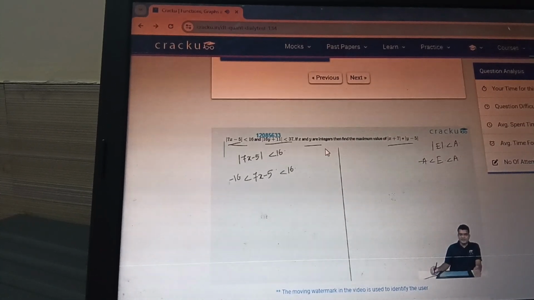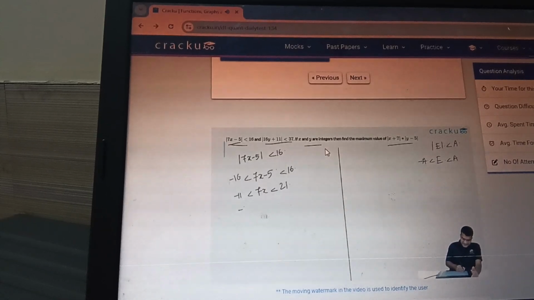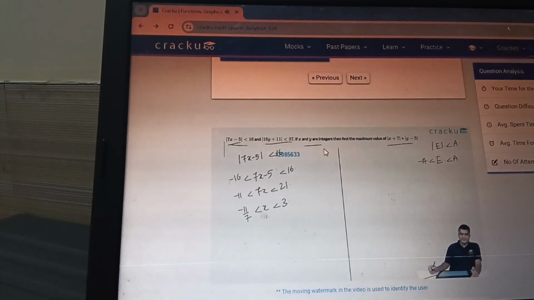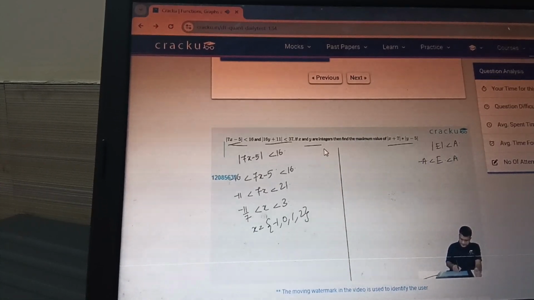If you add 5 to all the terms of the inequality, minus 11 will be less than 7x will be less than 21. Now if you divide the entire inequality by 7, minus 11 by 7 is less than x is less than 3. We know that x is an integer. So the permissible values for x include minus 1, 0, 1 and 2.